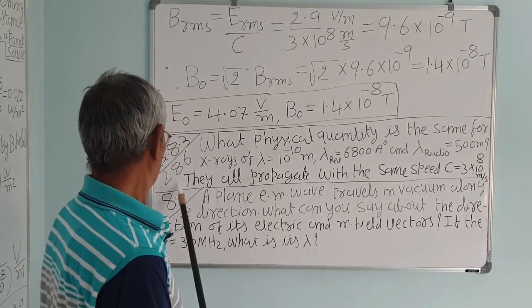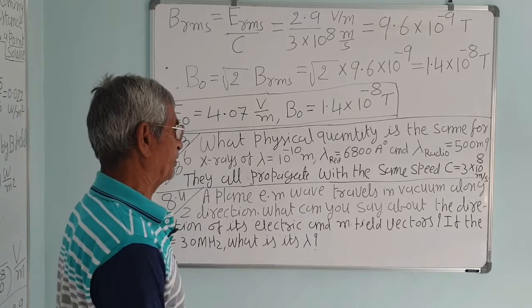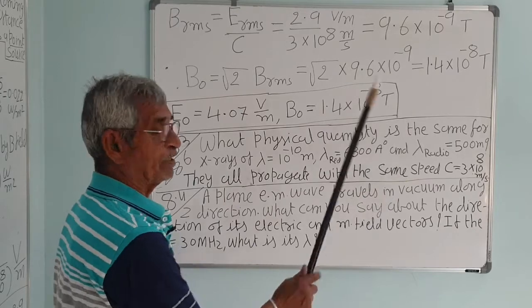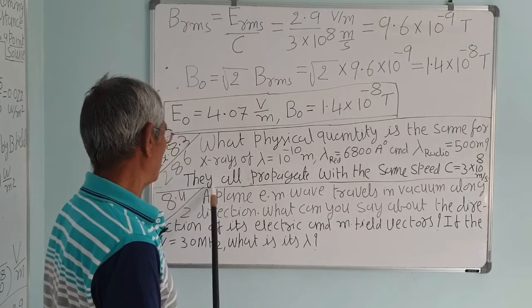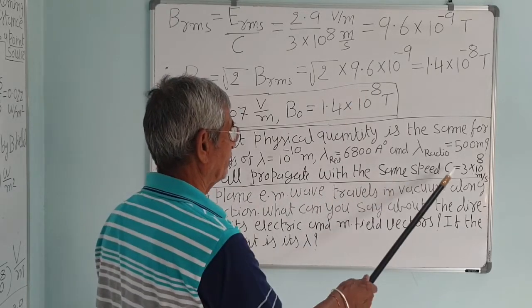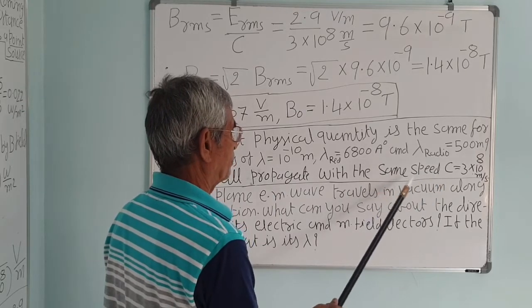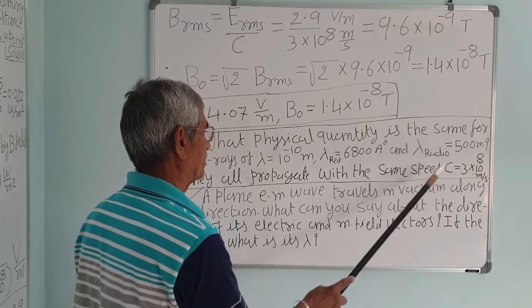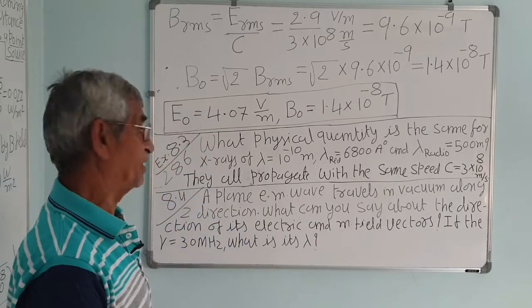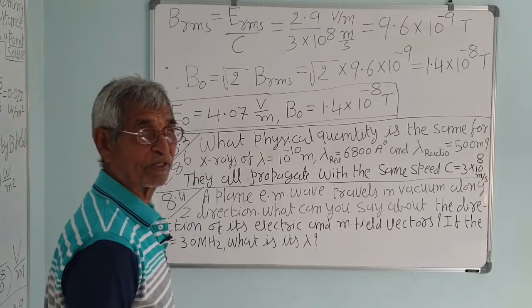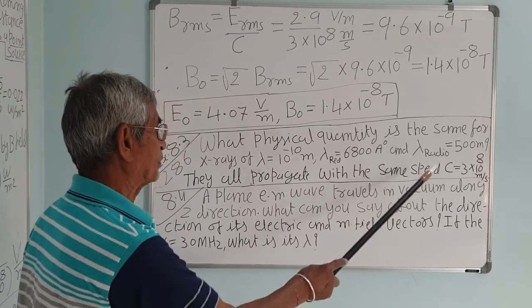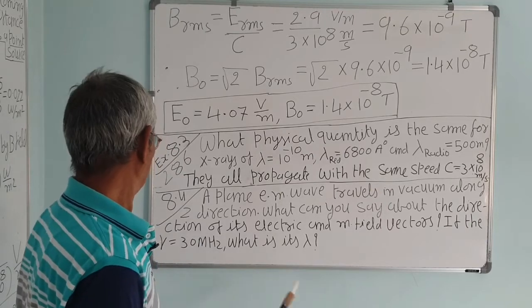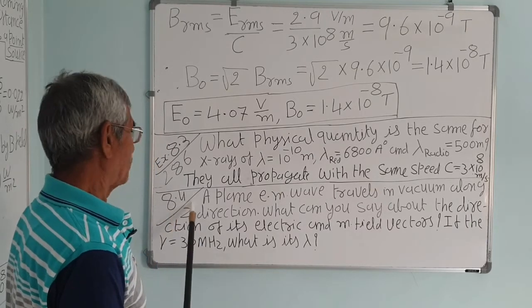Electromagnetic waves move with the same speed in space, that is in vacuum. The speeds are different in different media, so you have to write that they all propagate with the same speed in vacuum. Speed of light in vacuum is c equal to 3 into 10 raised to 8 meter per second. You have to write it, otherwise it is an incomplete answer. Keep that in mind. Next, example 8.4.